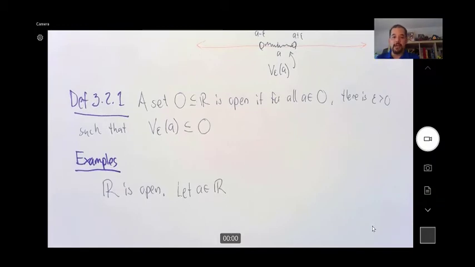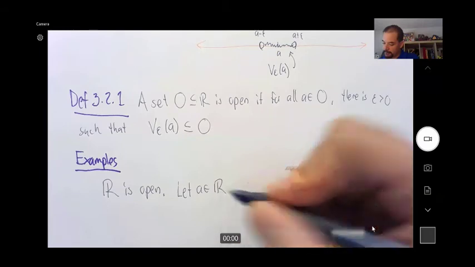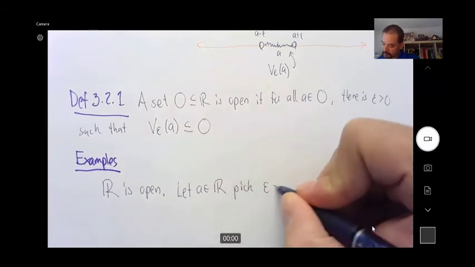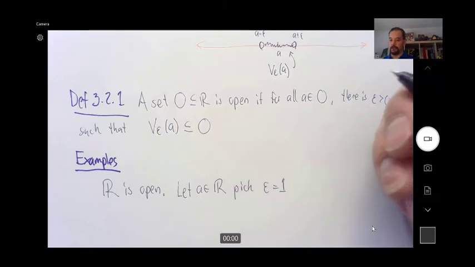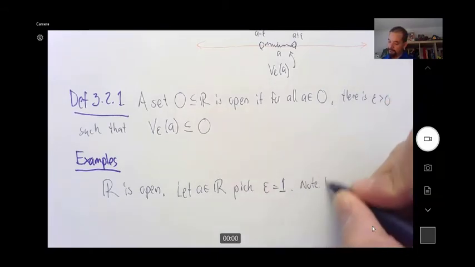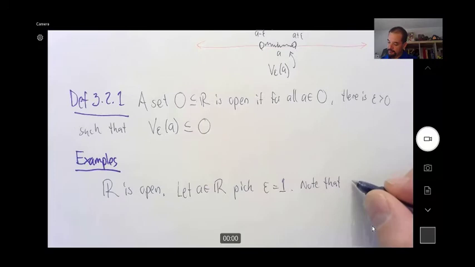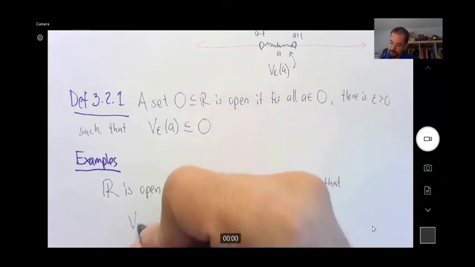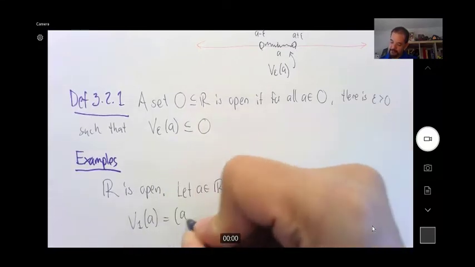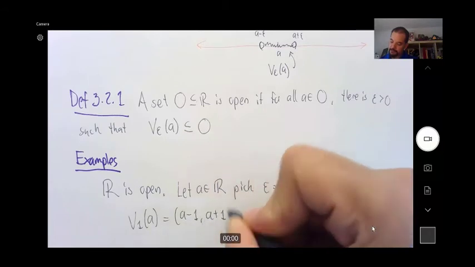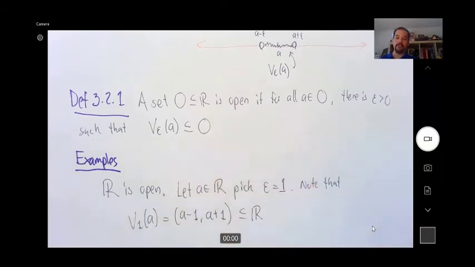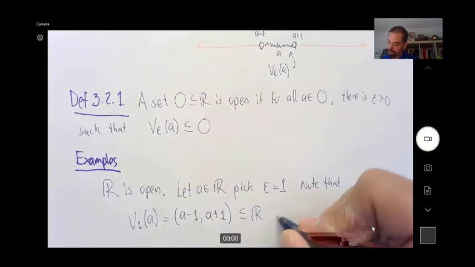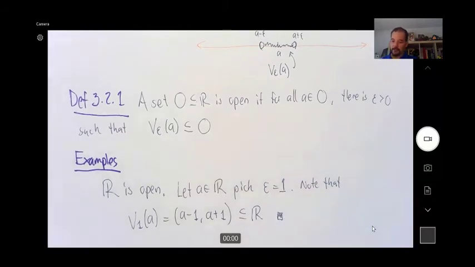Well, that's easy. Just pick any neighborhood. Let A be a real number. Pick epsilon equals 1, just because I like the number 1. And note that the interval B1 around A, that's the interval from A minus 1 to A plus 1, that's obviously inside the real numbers. All intervals belong to the real numbers, are subsets of the real numbers. So of course, this neighborhood is a subset of the real numbers, and we are done. That's it. That's my little explanation, right?